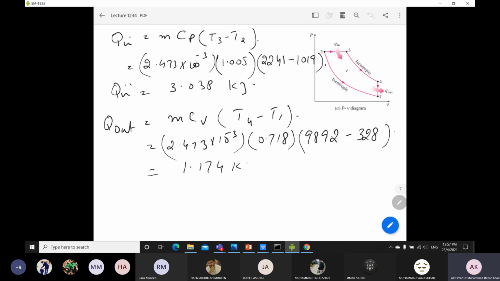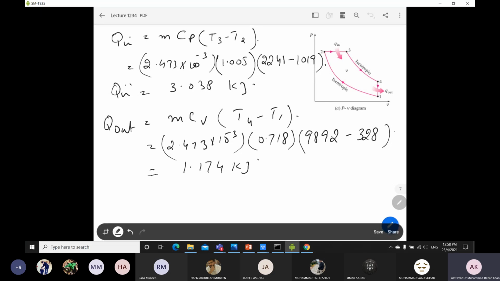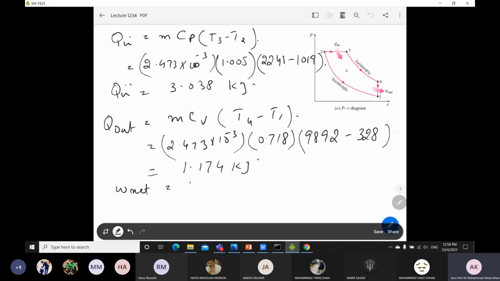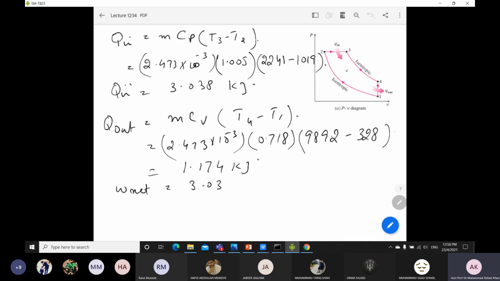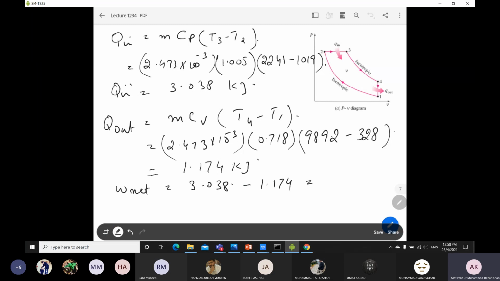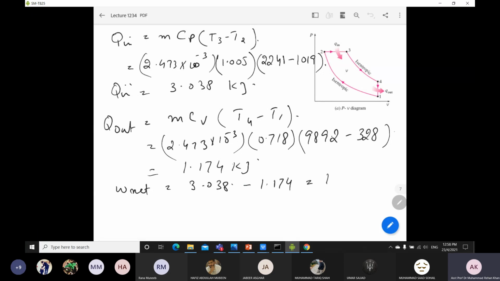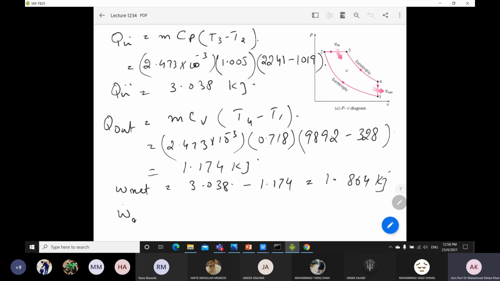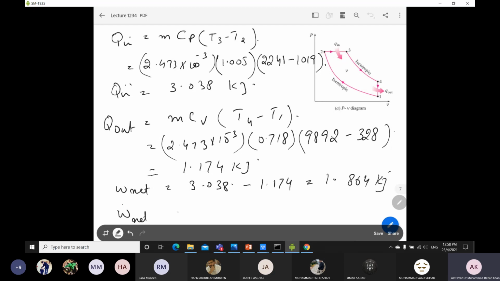1.174 kilojoule. Okay, so our main interest is to find W net, which is the total work produced during this cycle. It is just Q in, 3.038, minus Q out, 1.174 kilojoule, and if you subtract it you will get 1.864 kilojoule. Okay, so now from here we can easily find the power. You can either say P as well.